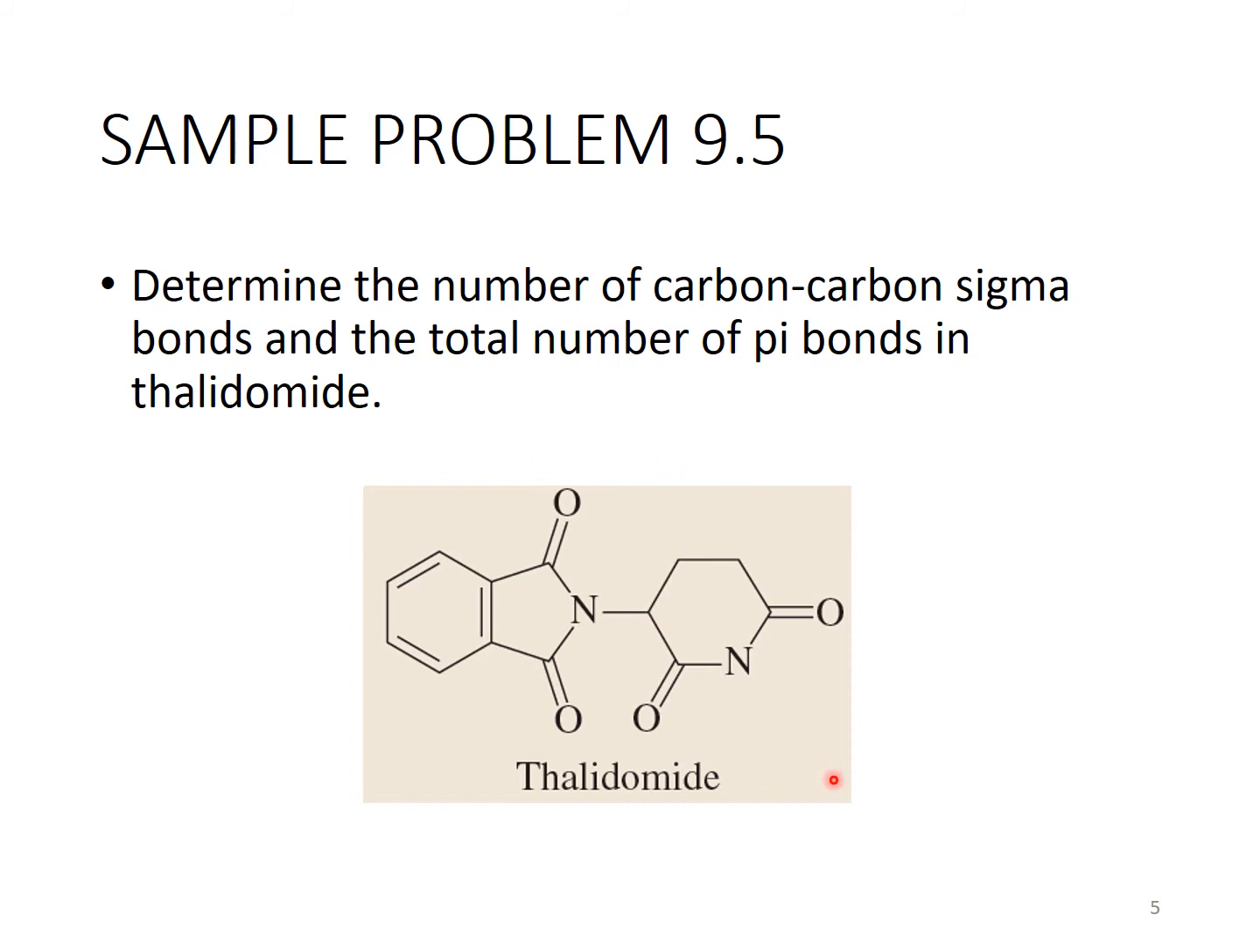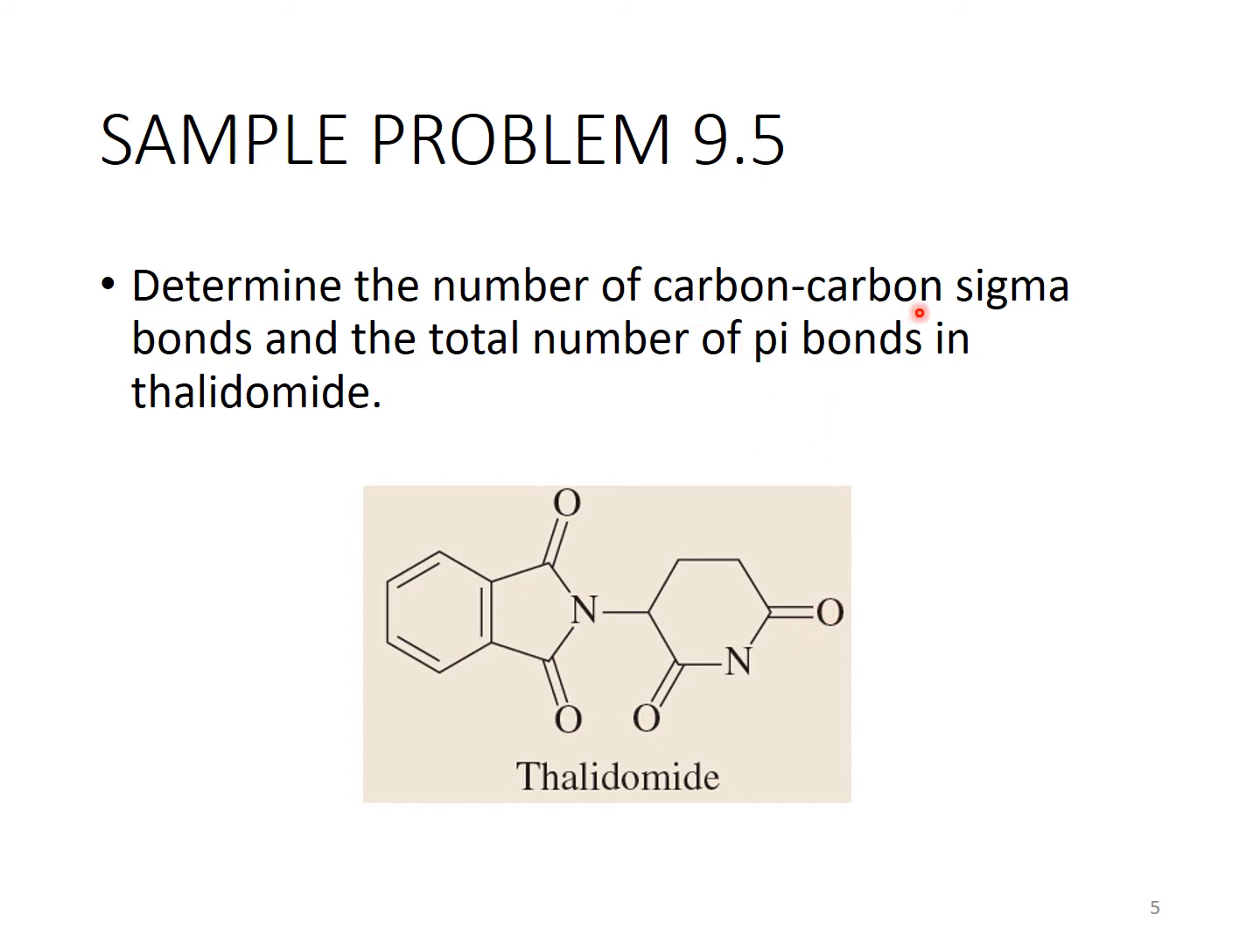But okay, so let's first deal with the pi bonds. Remember, everything has one sigma bond. Anything beyond the single sigma bond is a pi bond. So here there is one of these two is a pi bond, pi bond, pi bond, pi bond, pi bond, pi bond, pi bond. Okay, so there are 7 total pi bonds here.